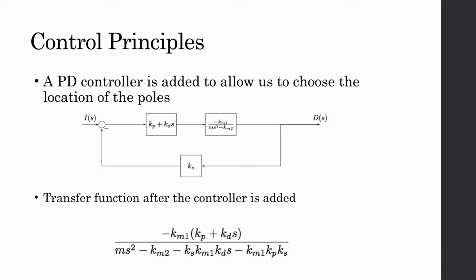On the previous slide, we saw that the poles of the transfer function were unstable because there was no S term in the bottom of the transfer function. So in order to make it a stable transfer function, we had to add a PD controller, and this gives us the S term that we need in the bottom of the transfer function. This also allows us to choose the location of the poles. Below you see the block diagram of the system itself, and below that we have the transfer function after the controller is added. We can see that the S term is there, and we are now able to control Kp and Kd to create a stable system.